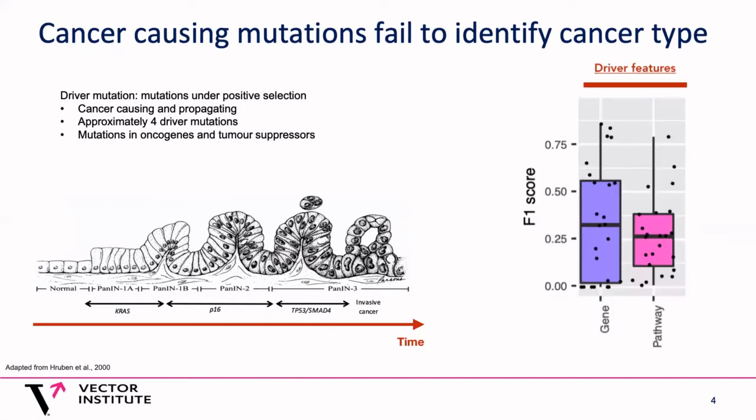Based off of this intuition, my colleague Wei Zhao at the Ontario Institute for Cancer Research trained a series of classifiers to try and identify cancer type based off of mutations to driver genes and alterations to driver pathways. What we found was that typically these features were unable to accurately identify cancer type and on average had F1 scores of less than 0.5, which is actually worse than the pathologists I mentioned on the previous slide.